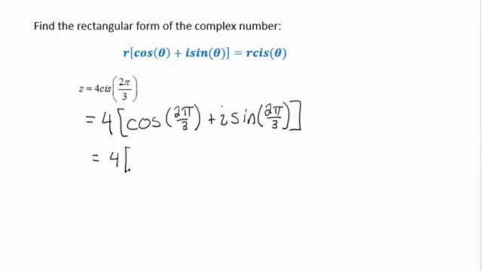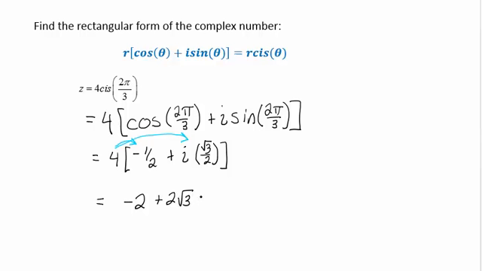Of course, you know the cosine of 2 pi over 3 on the unit circle is negative 1/2. The sine of 2 pi over 3 is square root 3 over 2. And now we'll distribute the 4 into the brackets. The 4 times the negative 1/2 gives us a negative 2. 4 times the root 3 over 2 would give us a plus 2 root 3 i. And this is the rectangular form of our complex number.